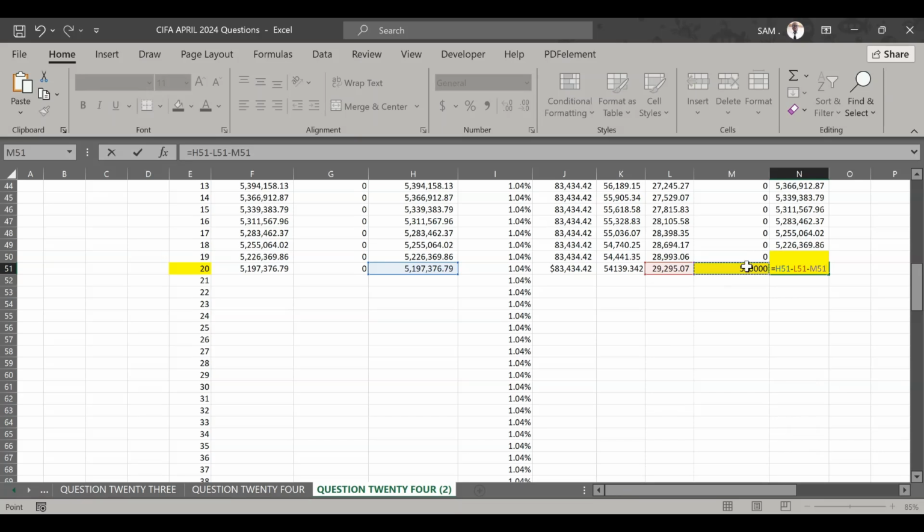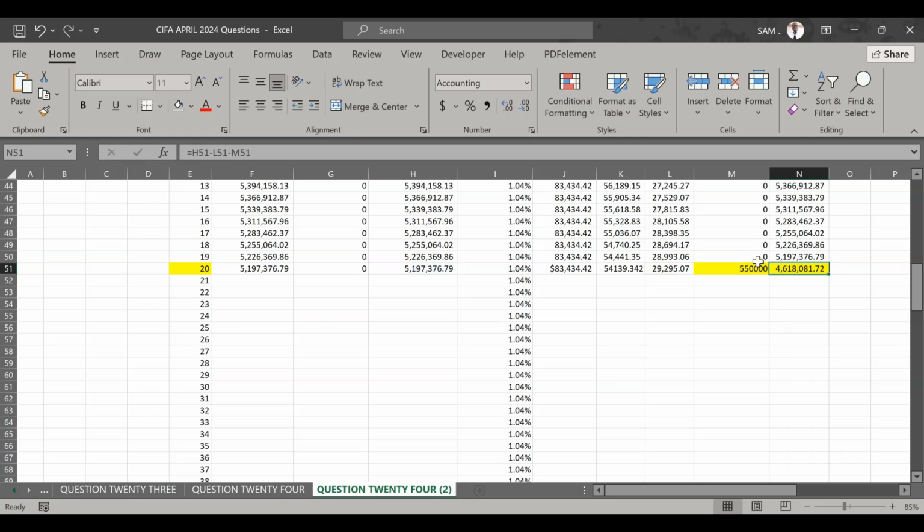Remember, we are remitting our usual installment. At the same time, we are reducing our loan by 550,000. When I do that, I'm getting a closing loan balance of 4,618,081.72. I've taken into effect this. Now, you realize that our loan balance has reduced greatly. You see, it was 5,197,000 in the previous period. But because of the effect taken care of by the 550, our loan amount has reduced even further. Now we have a closing balance of 4,618,000 at the end of month 20. Now, how do we proceed to month 21?